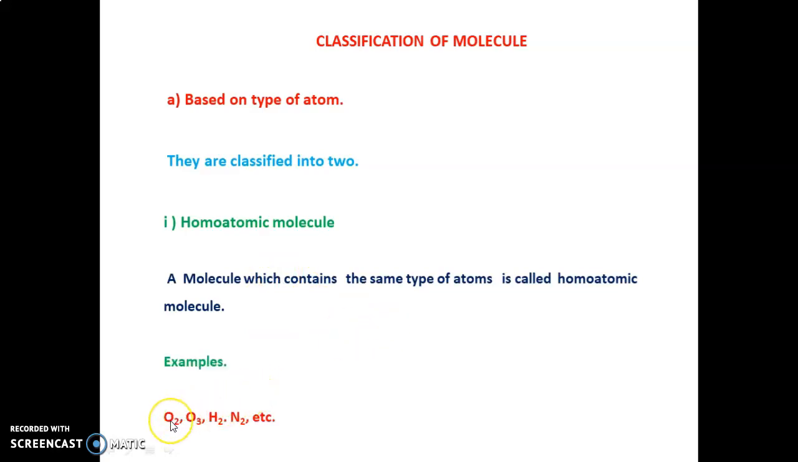Example, O2. O2 contains oxygen atoms only, that is the same type of atoms. O3 contains the same type of atom, that is the oxygen atom. H2 contains only hydrogen atoms, that is the same type of atoms. N2 is also a homoatomic molecule.